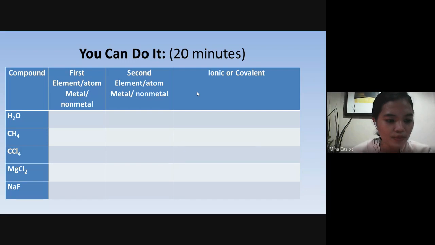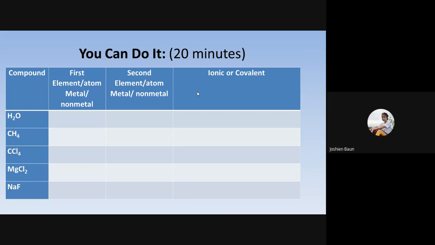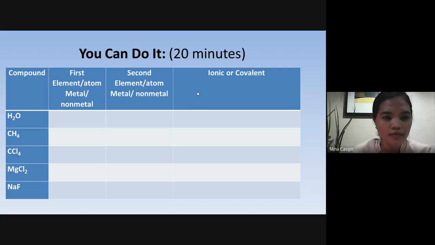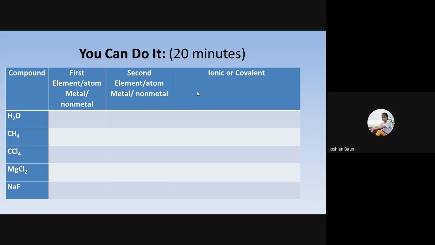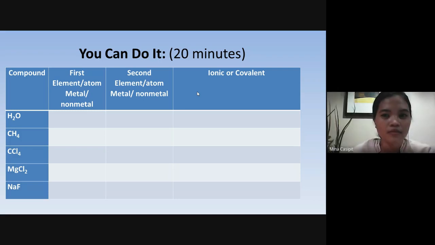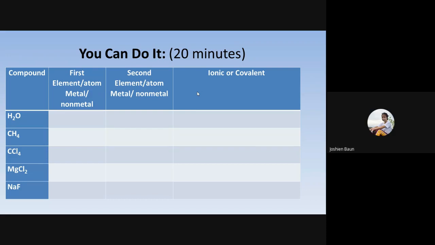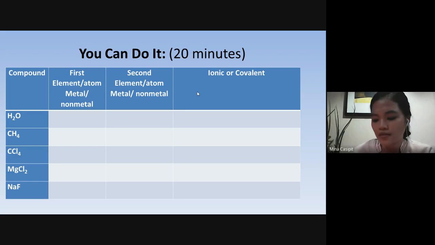Sige, go. H2O. Joshen. First element po, H. Non-metal po. Correct? Second element po, non-metal din po. Correct. Identify whether it is ionic or covalent. Covalent compound po. Correct. So, 3 points for that. Second one.